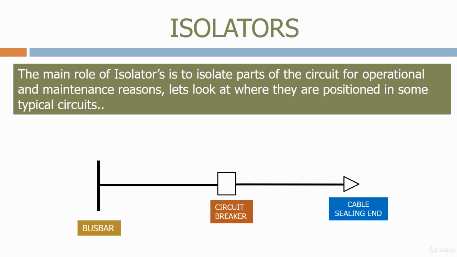Here we have a typical cable feeder circuit with a circuit breaker connected to a bus bar. When we are maintaining the cable, we want to know that there is no possibility of electricity flowing down the cable. It's therefore normal to provide a line isolator in between the circuit breaker and the cable sealing end. When this isolator and the one on the far end are both open, we know that the cable is safe to work on.